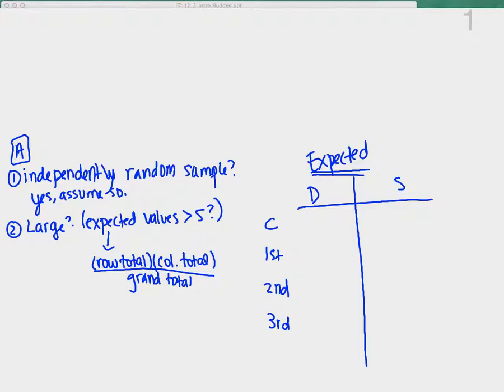Okay, so for the crew, the row total is 885. The column total is 1,490. And then I divide by the grand total, which is 2,201. That expected value is 599.114. For a crew that survived, my row total is 885. My column total is 711. And then I divide by my grand total, which is 2,201. You guys see where I'm getting this? This ends up being 285.886.